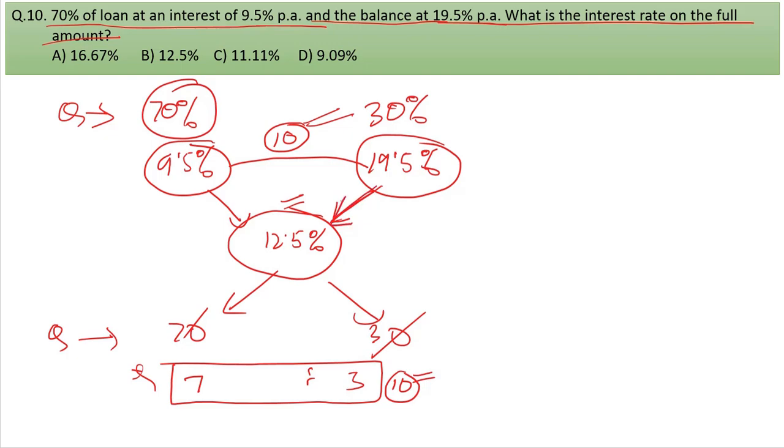19.5 minus 12.5, we're getting 7 here. So we have 7 here. That means our calculation is correct. So option B is the correct answer.